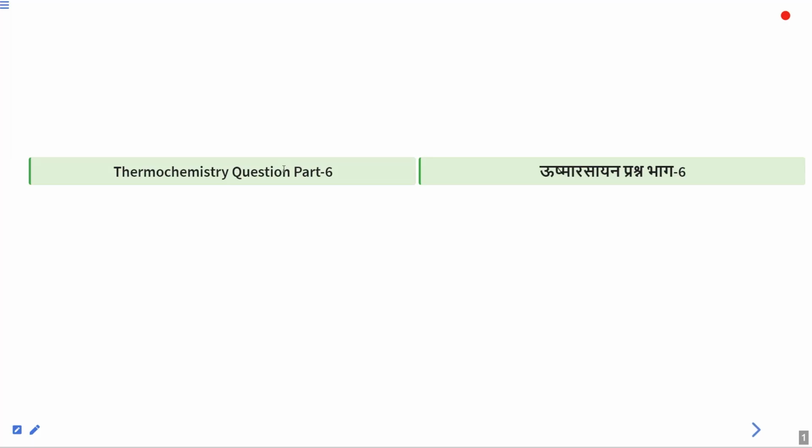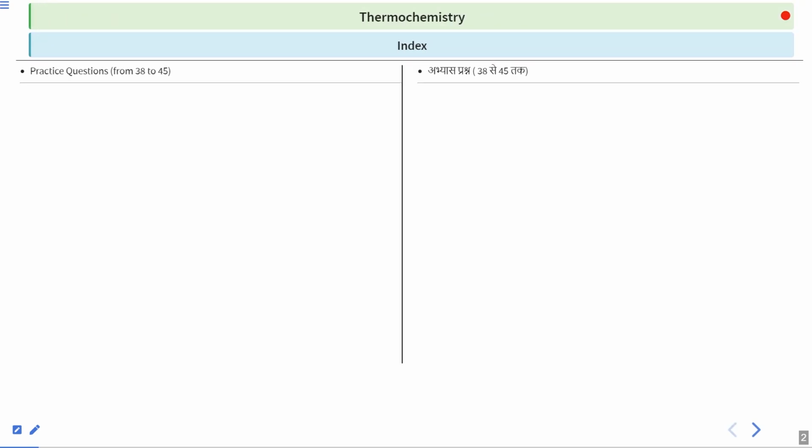So today we will do Thermochemistry question part 6. In this question session we will do practice questions from 38 to 45, which comprise a total of 8 questions. For each question you will be given 10 seconds to solve it. I will also read the question slowly so that you get more time to solve it, and at last I will give the solution and the correct answer.